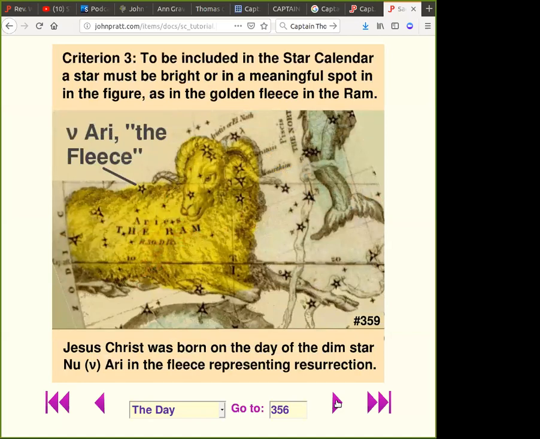To be included in the star calendar, a star must be either bright or in a meaningful spot in the figure, such as in the golden fleece of the ram. It turns out one of the dimmest stars of those included is like 5th magnitude. First magnitude is the very bright ones, 15 first magnitude stars visible in the northern skies and in the latitudes of the north where these constellations were put together.